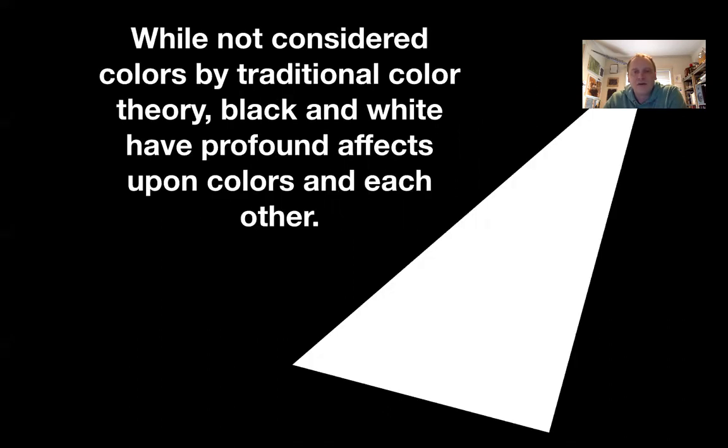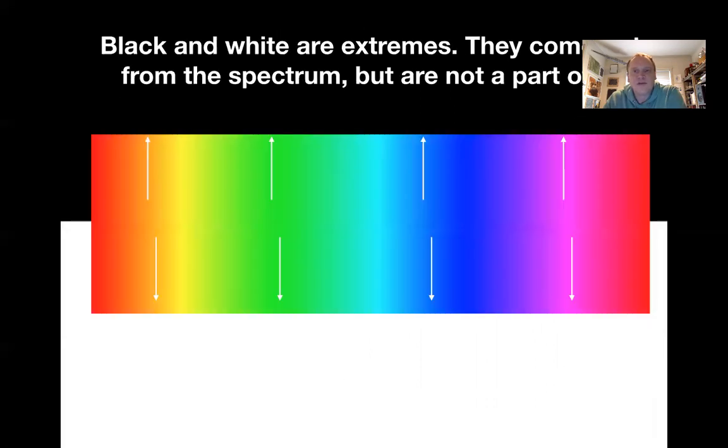And if you remember, black and white aren't traditional colors. They do have profound effects upon their surrounding colors. They're extremes. They come off of the spectrum, but they're not part of the spectrum. So black would be total absence of light, total absence of color, whereas white would be, in an additive system, all the colors at once, so all the light coming back at our eyes. So as a pair, they make the highest form of value contrast, black and white, the very extremes of the grayscale.